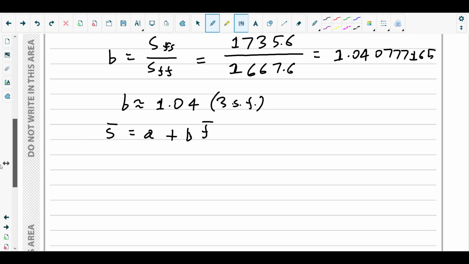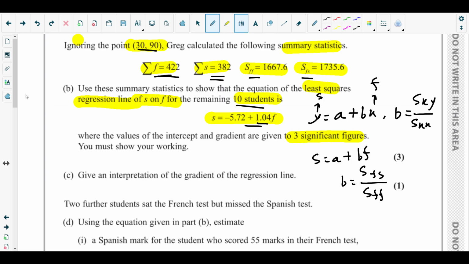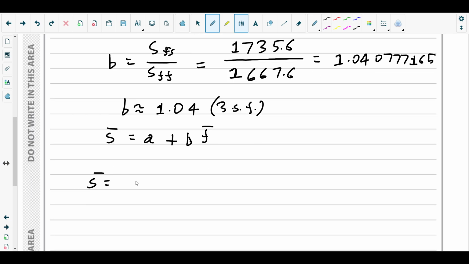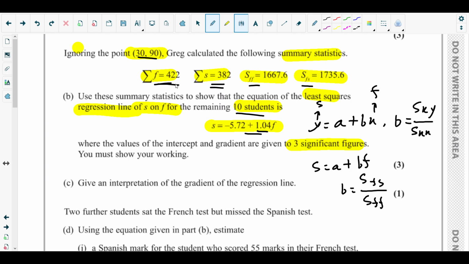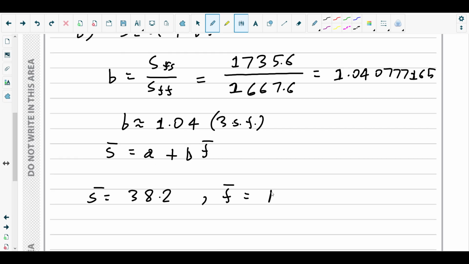Okay, let's find S bar. So S bar is the sum of S over 10, this is 382 over 10, which is 38.2. And F bar equals 422 over 10, which is 42.2. So we got the value for S bar and the value for F bar.